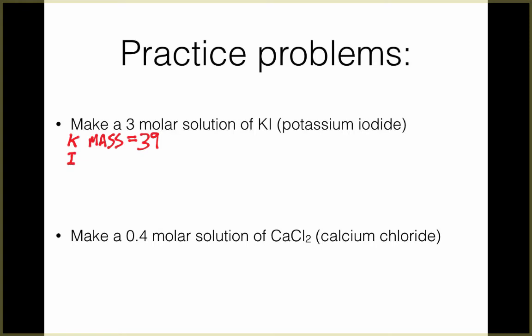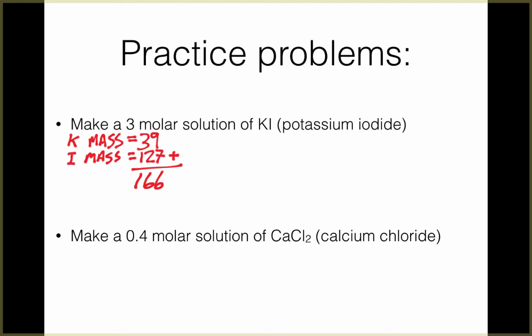If I take my iodine, figure out its mass, the mass of iodine would be 127. Now I have 1 of each kind of atom. I have 1 potassium hooked to 1 iodine. So I don't need to worry about multiplying these by anything because I just have 1 of each. So then I would take my 39 plus 127. Let's add these together, and I would get 166. I just added those together.